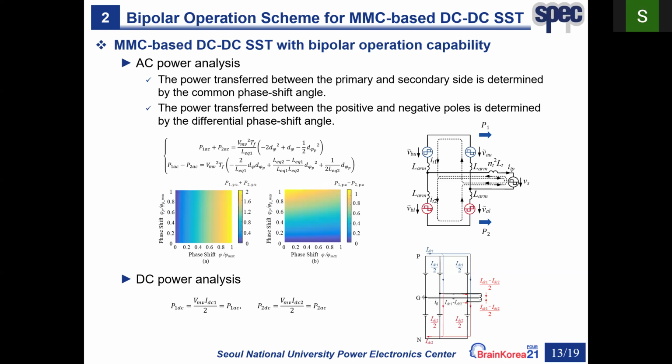As for the DC power, it can be simply calculated by multiplying the DC voltage and current. In steady-state operation, the DC and AC power should be equal. Through the power analysis, it can be concluded that it is possible to regulate the power of each pole independently, which is essential for the bipolar operation.